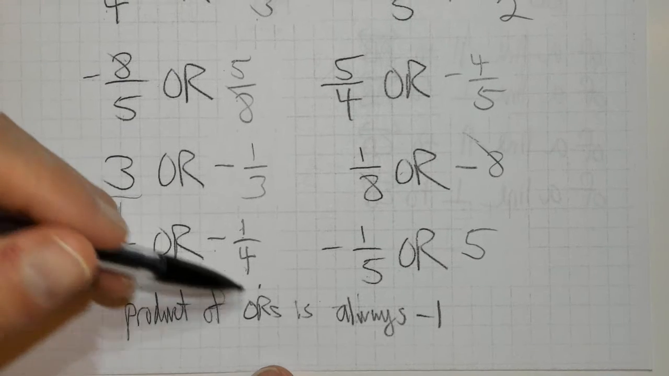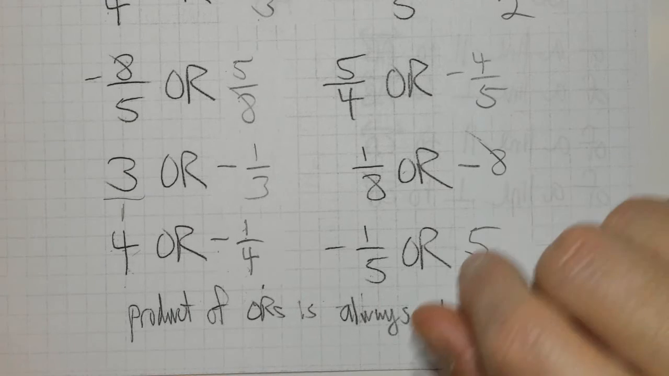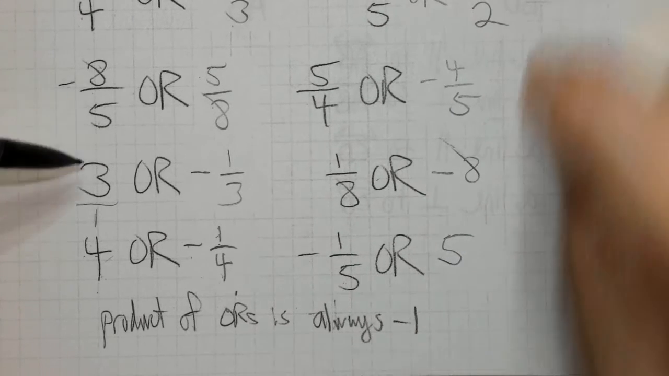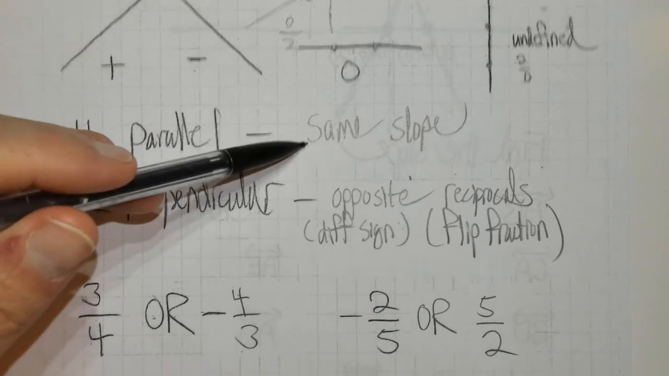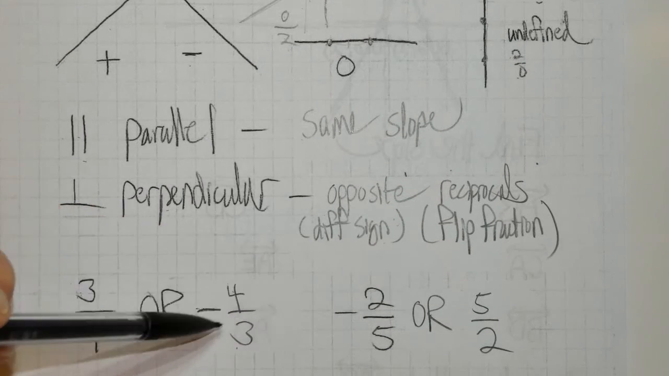The product of opposite reciprocals, if you take those numbers and multiply them together, you're always going to get negative 1 every time. All right, so again, make sure we recognize what this means. It all goes back to this. Parallel lines have the same slope. Perpendicular lines have slopes that are opposite reciprocals.